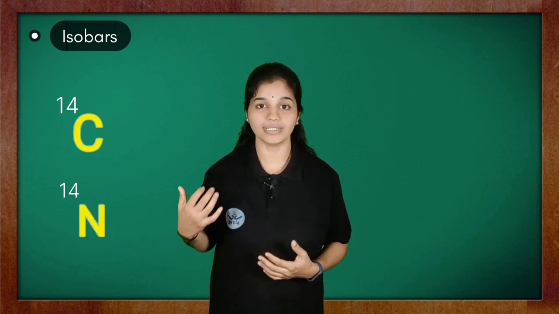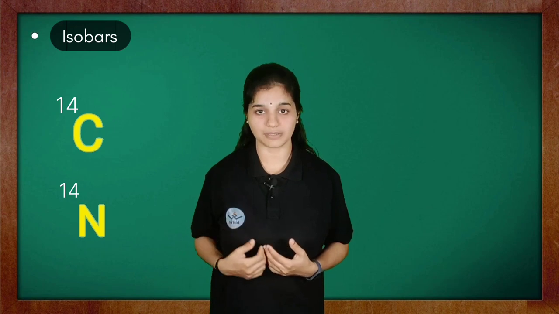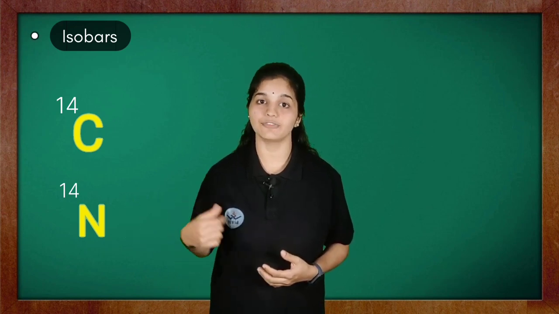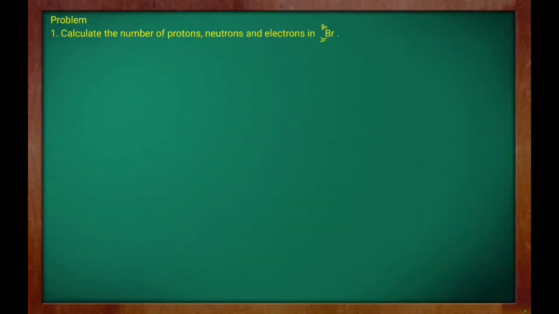Similarly, we find certain atoms which have the same mass number but differ in their atomic number. They are known as isobars. For example, carbon 14 as well as nitrogen 14. Here the mass number is 14 for both carbon and nitrogen, whereas the atomic number for carbon is 6 and for nitrogen it is 7.